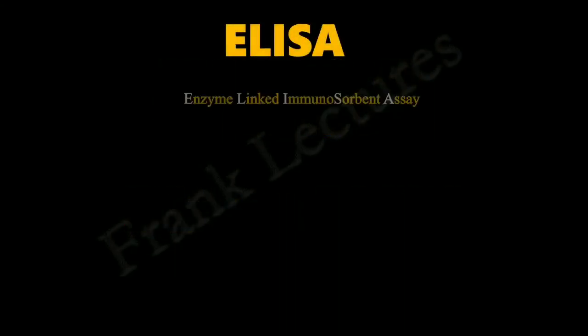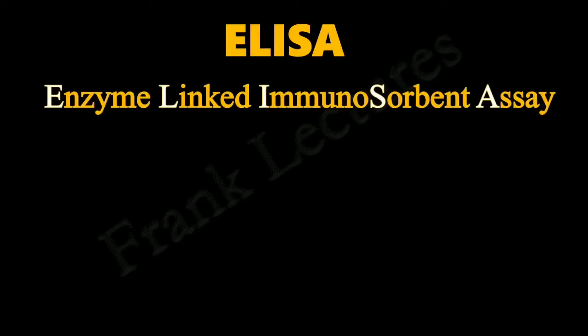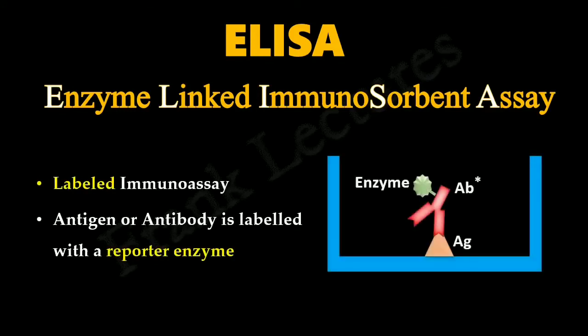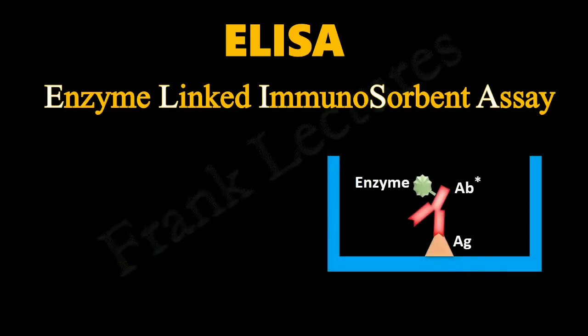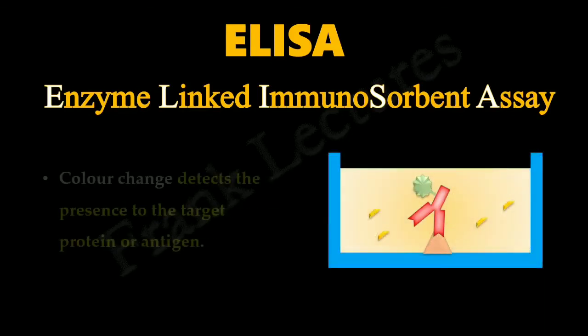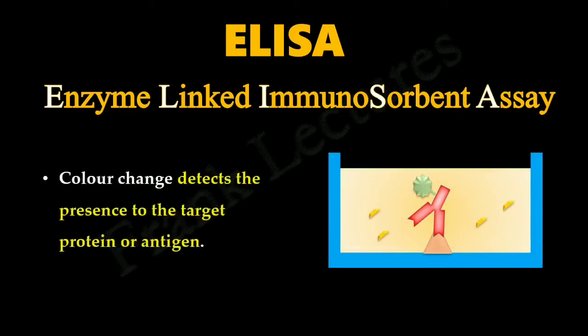ELISA stands for enzyme-linked immunosorbent assay. ELISA is a labeled immunoassay where the antigen or antibody is labeled with a reporter enzyme. Recall that reporter enzymes produce a color change when the enzyme reacts with its specific substrate. Thus in ELISA, color change is used to identify a substance. This assay is used for the detection and quantitation of substances such as peptides, proteins, antibodies, and hormones.